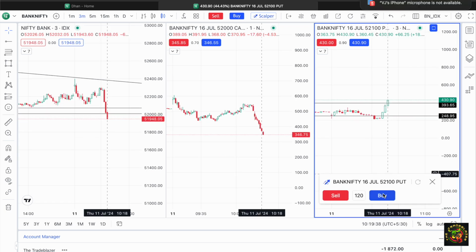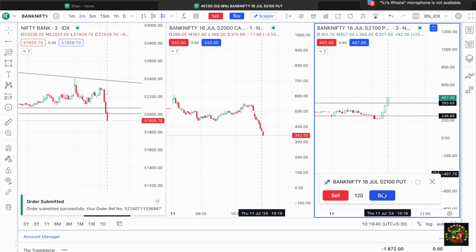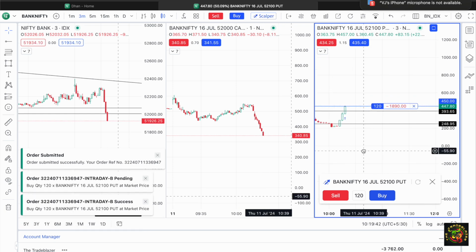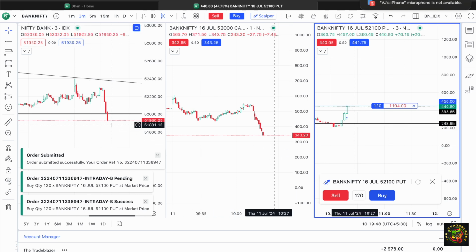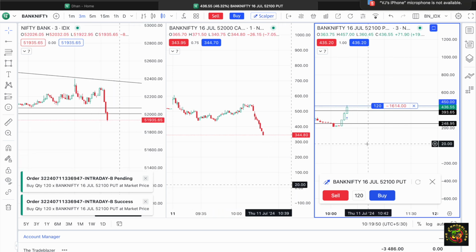Bank Nifty is right now breaking below the 52,000 level. So just bought 120 quantity of 52,100 PE here, and we'll see how this trade goes on from here.